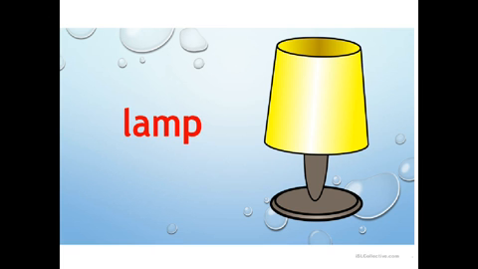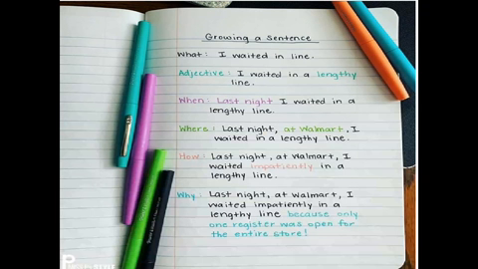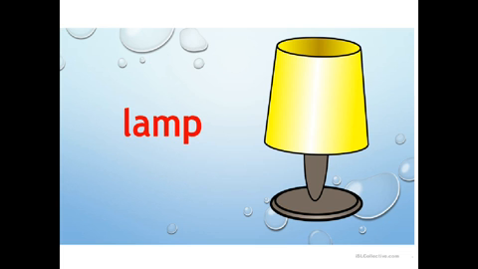Now let's really look at the lamp. What really can you see? Can you really describe what you see? So, what kind of lamp can you see? I can see a yellow lamp standing on something. What can you see?